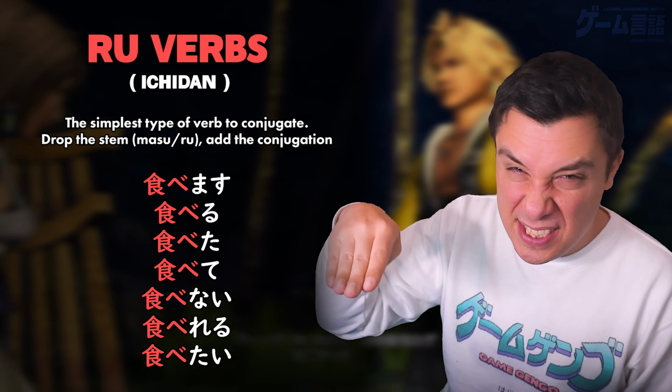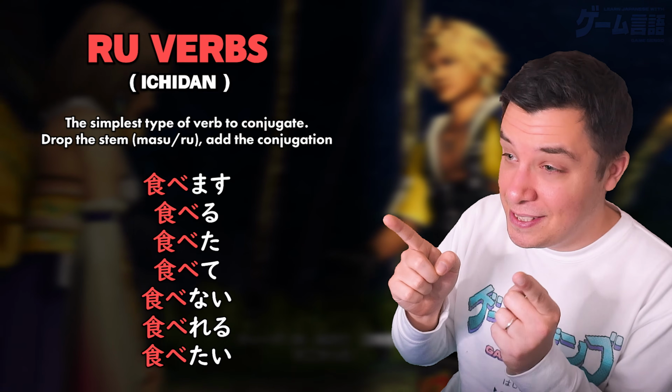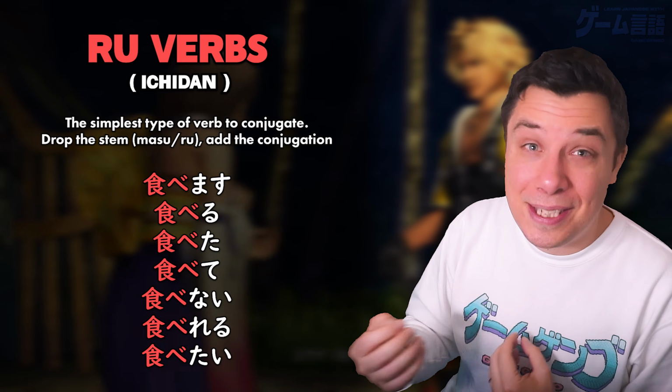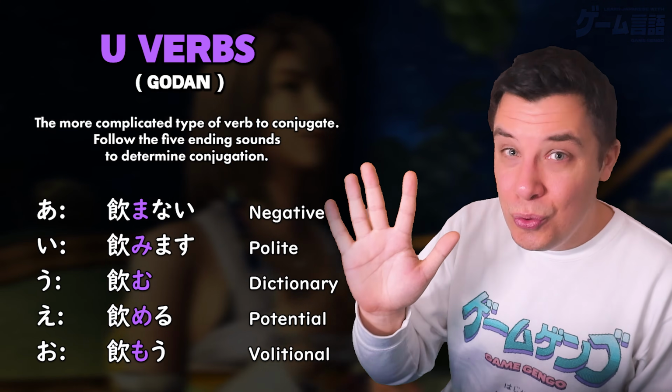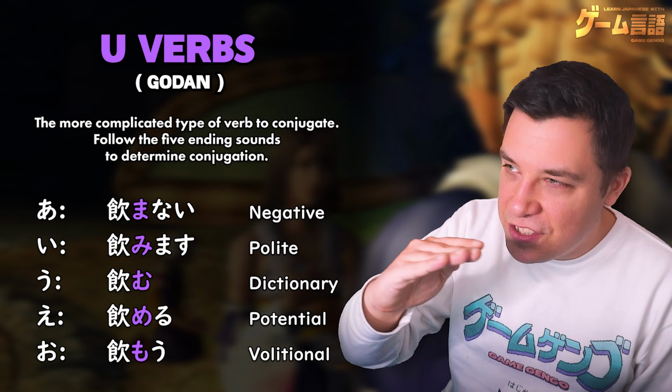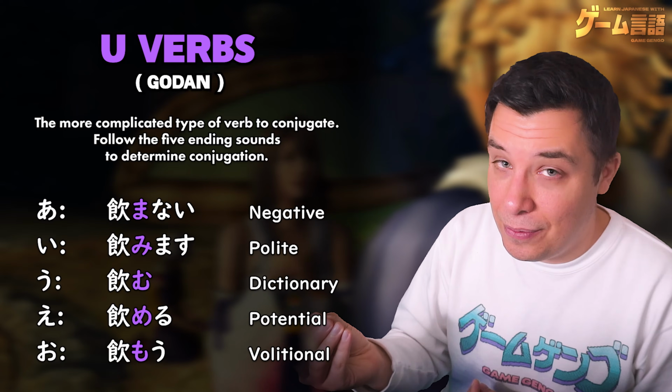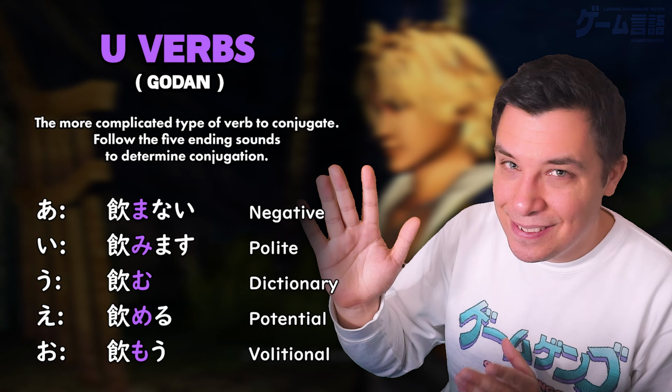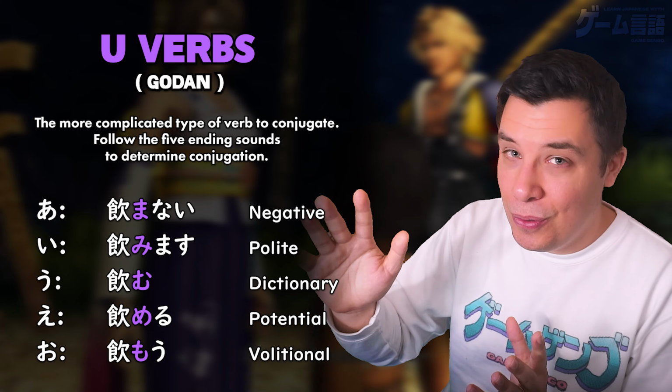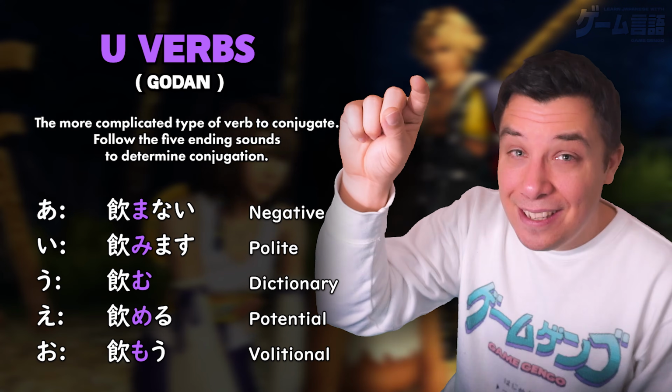So pretty straightforward for ru verbs or ichidan verbs. Just drop the mas and replace it with ru. Mimasu, miru. Tabemasu, taberu. For godan or u verbs, it's a little bit more complicated. Just change the i sound into an u sound. So instead of ikimasu, to go, it's iku. The ki turns into a ku.